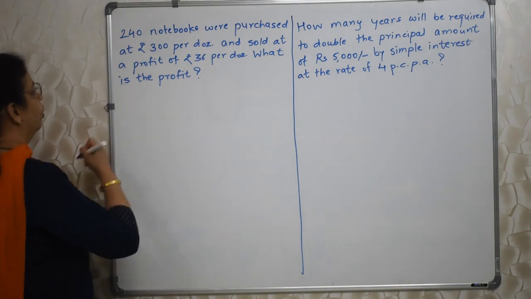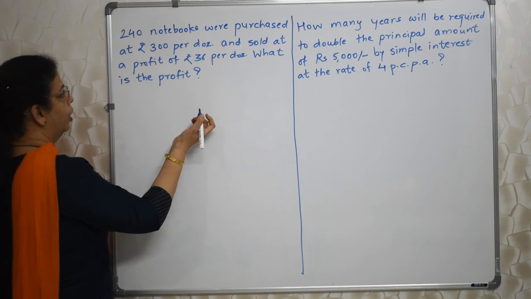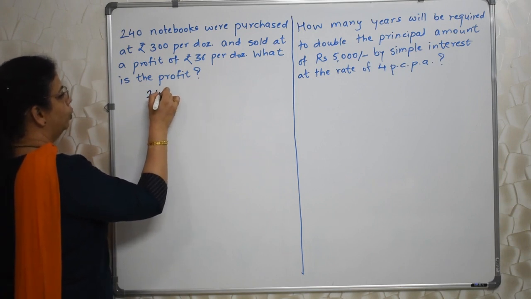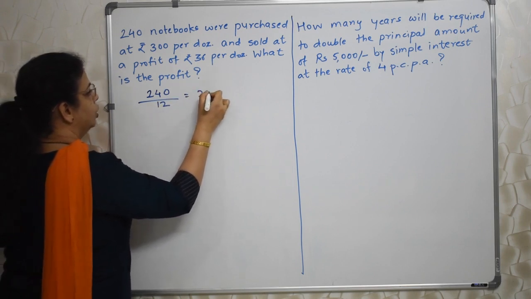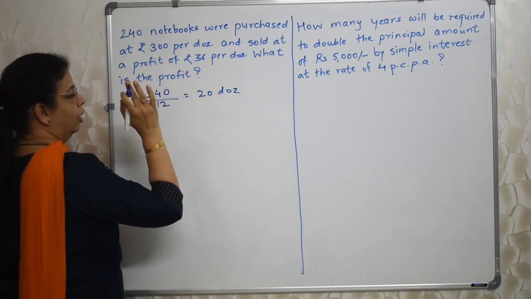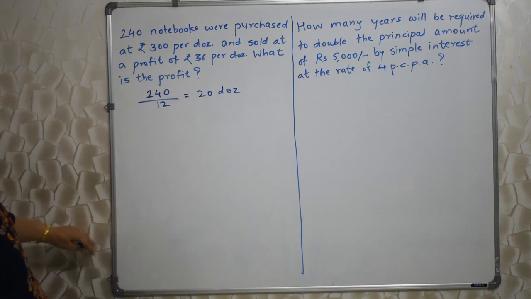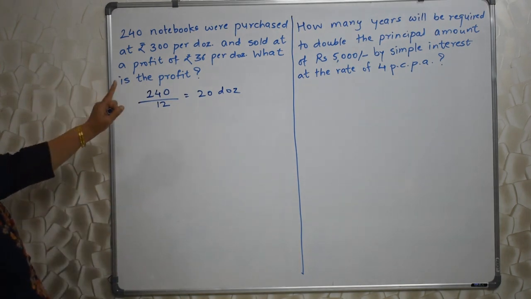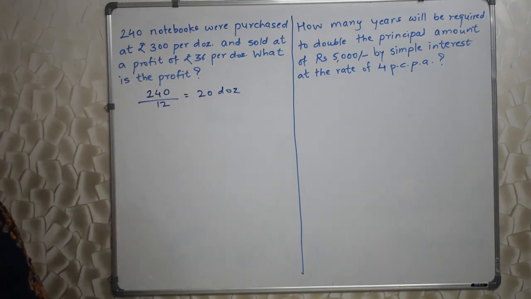How can we do that? 1 dozen means 12, you all know. So when we want to convert 240 notebooks into dozen, we need to divide this by 12. Answer is 20 dozen. In short, whenever 240 notebooks is written, we can write 20 dozen. Okay. Now, purchase rate क्या था? ₹300 per dozen and sold at a profit of ₹36 per dozen.